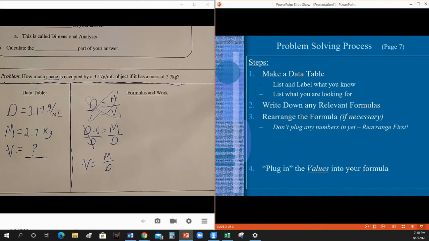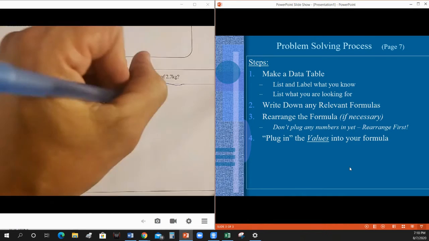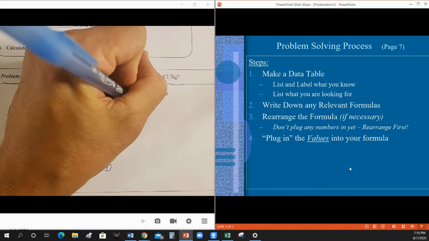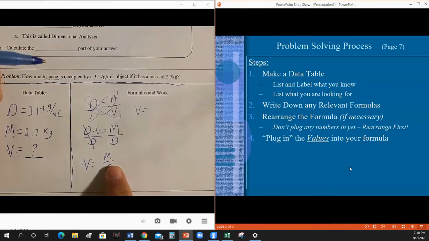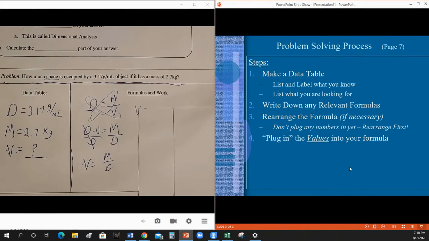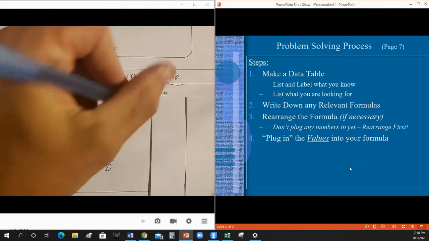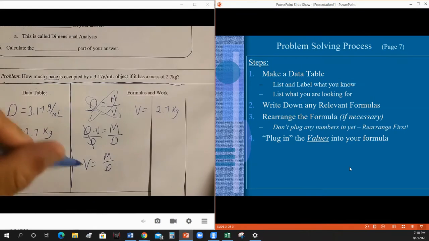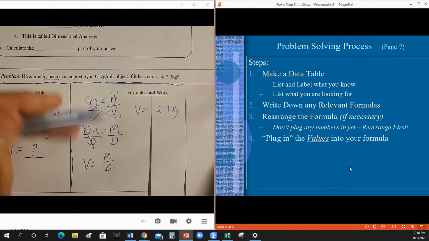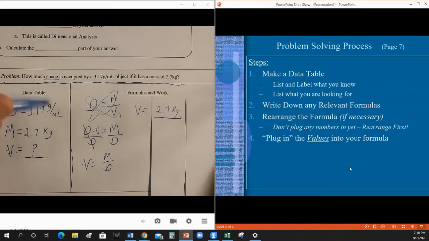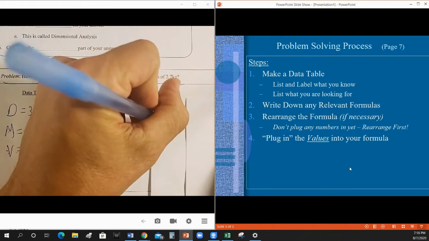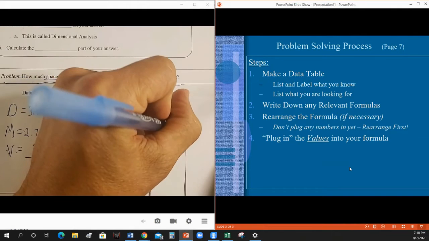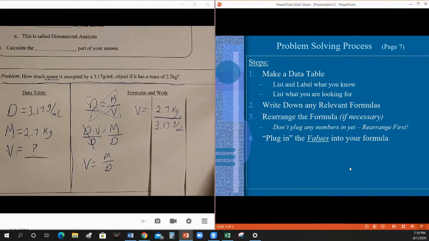Our next step is to go ahead and plug the values into our formula. So I'm just going to rewrite our formula up on top here, V equals. So now in place of M, I can plug my value for M in. And I know my value for M is 2.7 kilograms. And then I'll divide that by my density, which is 3.17 grams per milliliter. Okay, so now I've plugged those in.